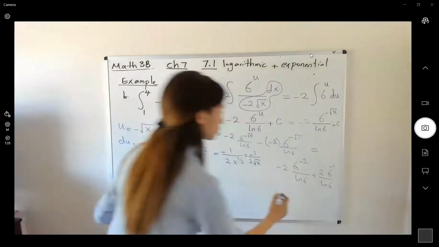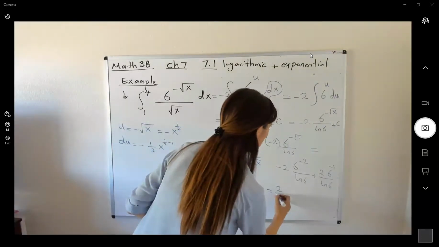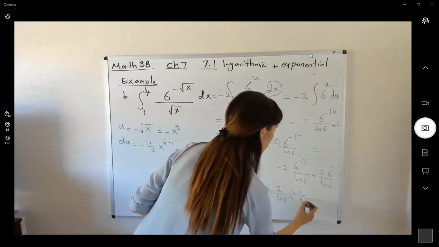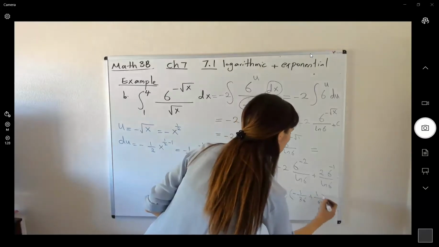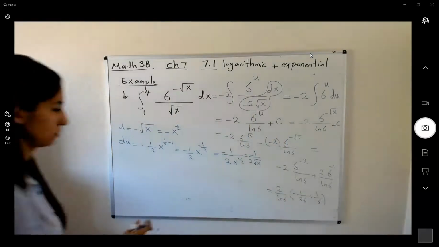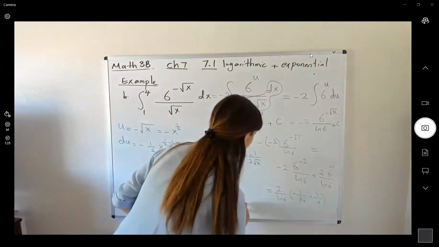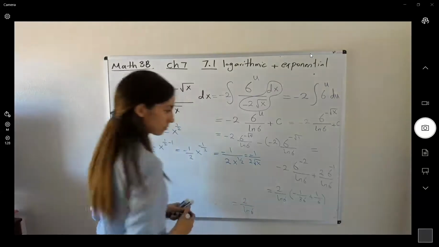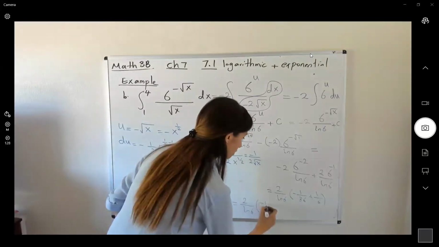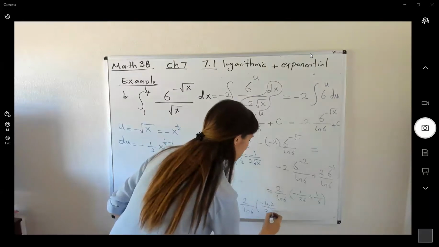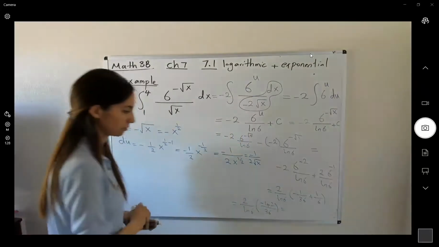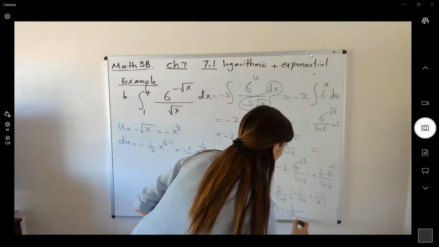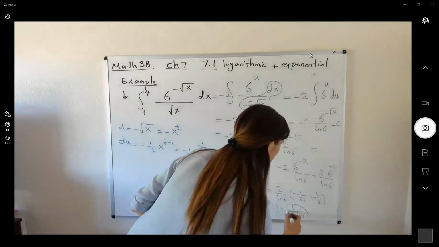Here we can factor out 2 over ln of 6, so you get negative 1 over 36 plus 1 over 6. This is equal to 2 over ln of 6 times negative 1 plus 6 over 36, which is 2 times 5 divided by 36... so the result is 1 over 18 times ln of 6.